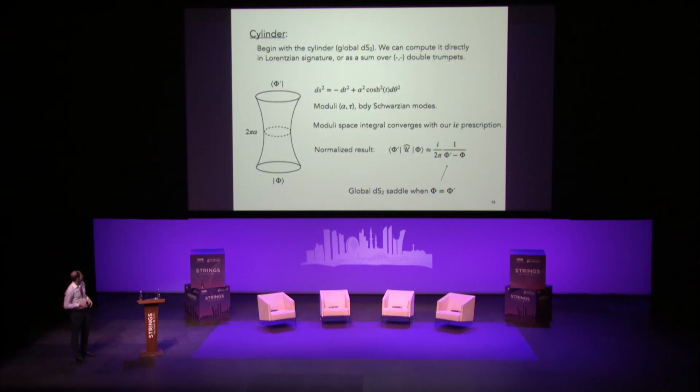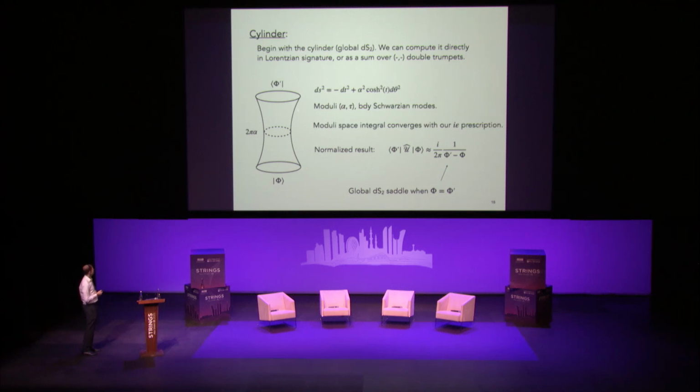Okay, let's get some results from this. The simplest geometry that we can describe that connects past to future is a cylinder. And well, here we're fortunate. The cylinder is a classical saddle of de Sitter JT. And we can directly compute the path integral over metrics on the Lorentzian cylinder, either directly in Lorentzian signature, or I can think of it as a sum over minus minus double trumpets. And we, of course, get identical answers in both cases.